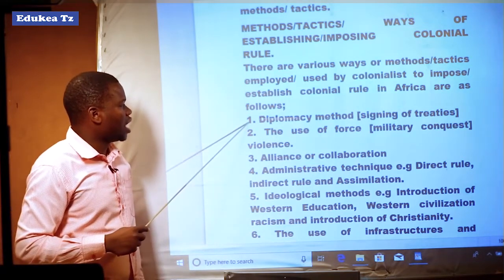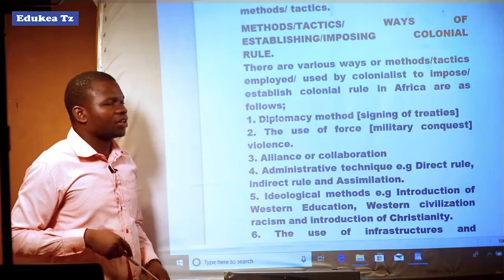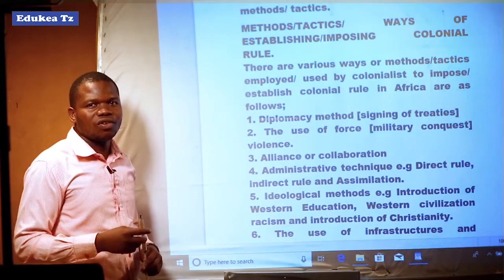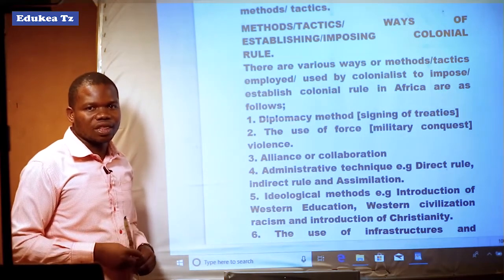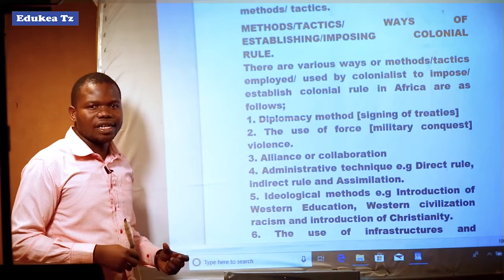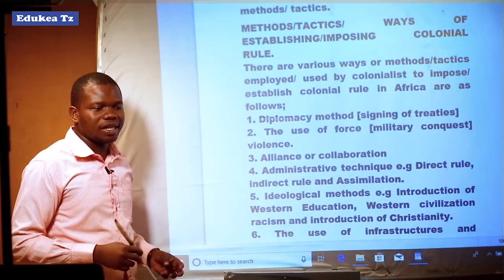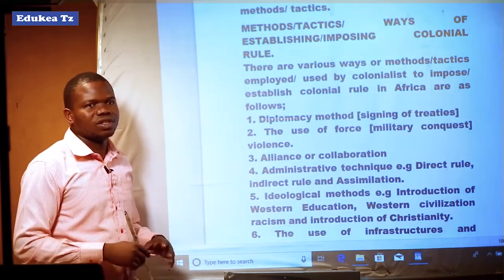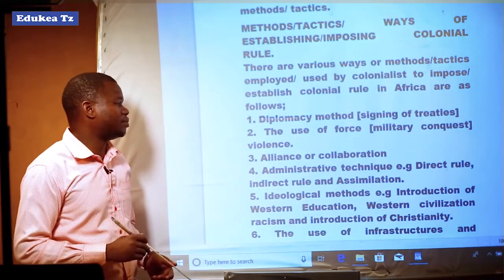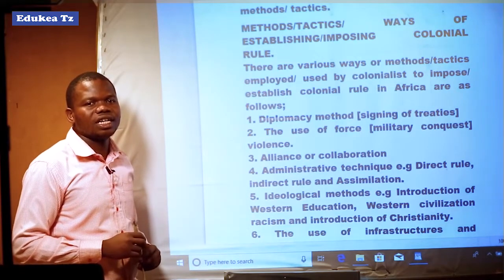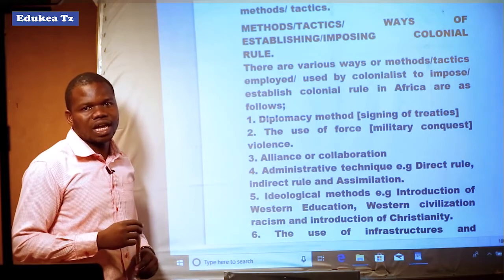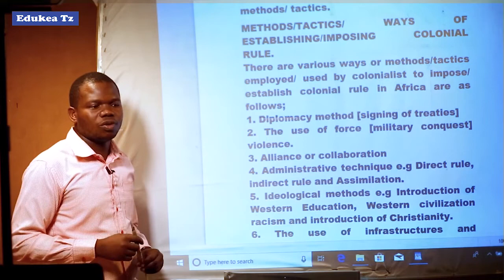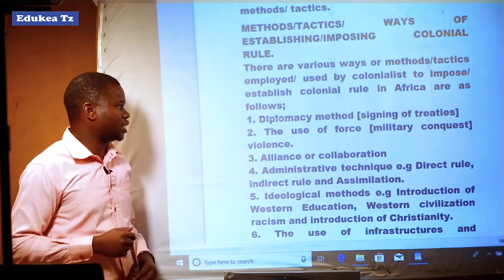Firstly was the diplomacy method, or signing of treaties. Here, colonialists signed bogus, false, or fake treaties with African chiefs or leaders in order to occupy their land for the benefit of the colonialists. For example, Karl Peters of Germany signed many of these bogus treaties, such as the one with Chief Mangungo of Morogoro, in order to occupy their land.